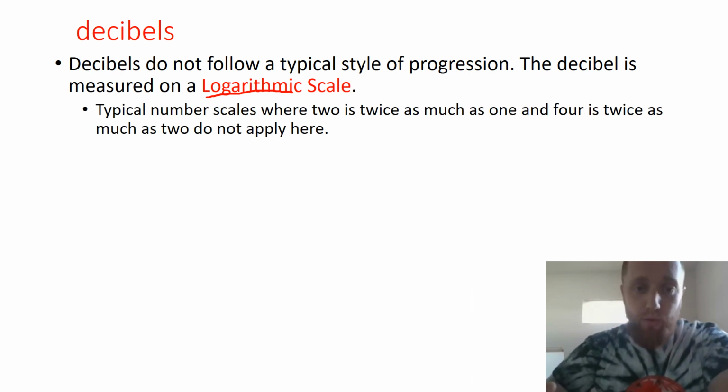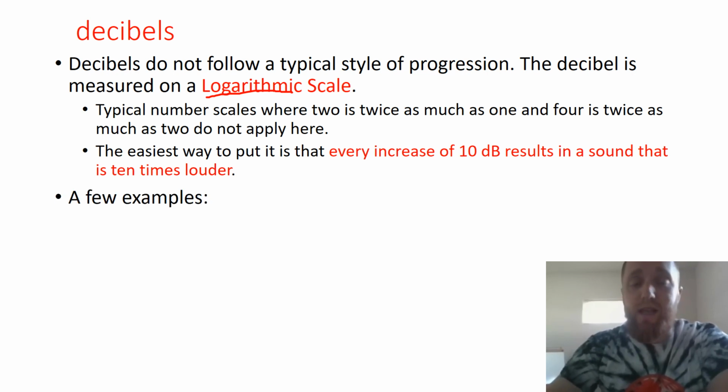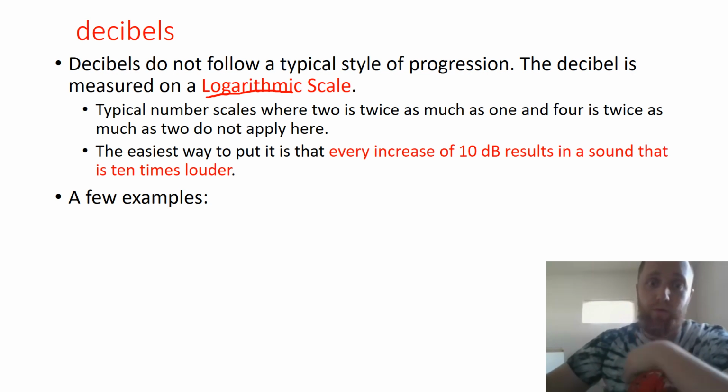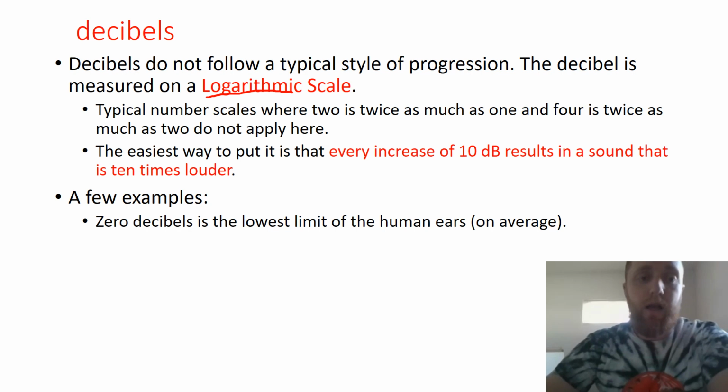Typical number scales, where 1 is twice as much as 2 or 2 is twice as much as 4, don't apply here in any way, shape, or form. Every increase of 10 decibels on a logarithmic scale means that it's going to be a sound that is 10 times louder. That sound that is 10 times louder then gets amplified. If it's 20 decibels, now it's 100 times louder. And then the next 10, it's 1,000 times louder.